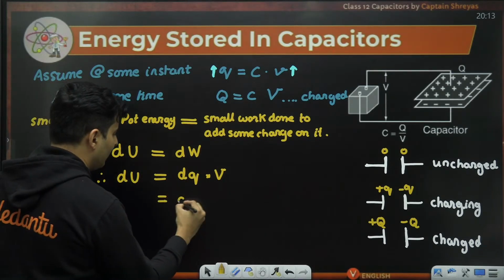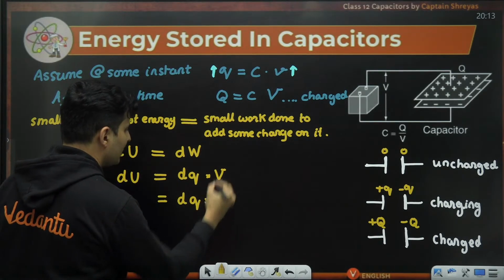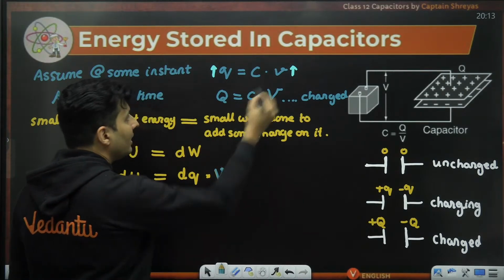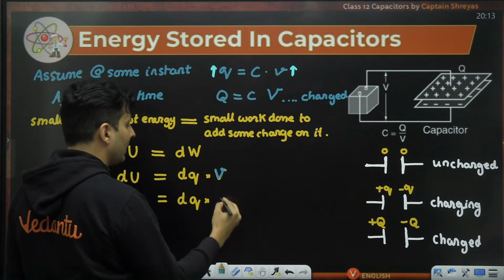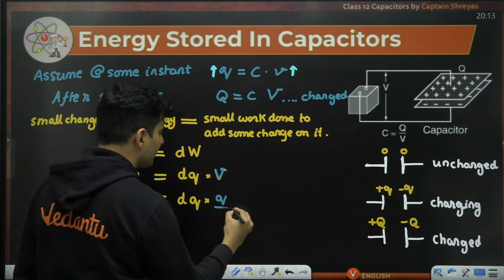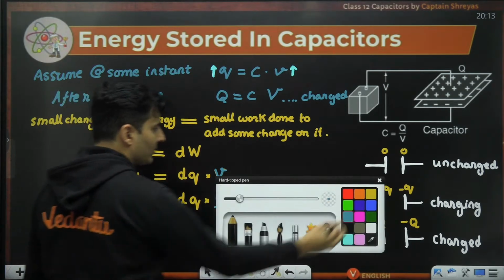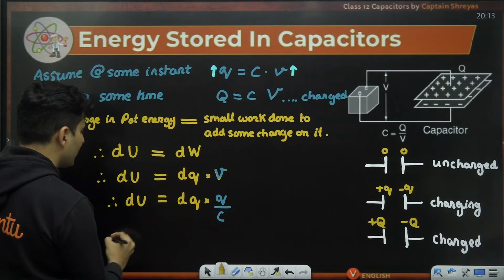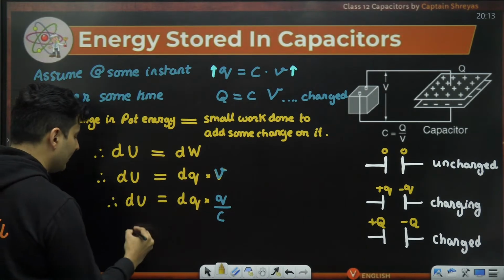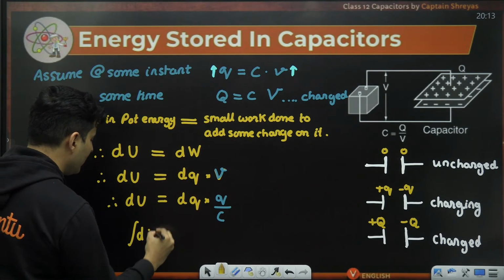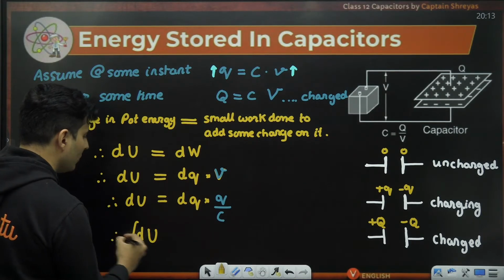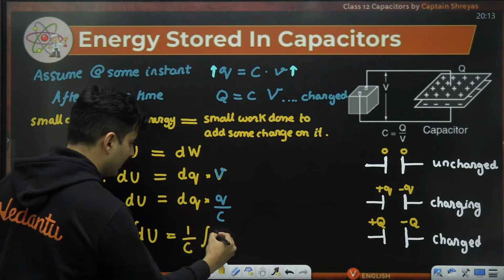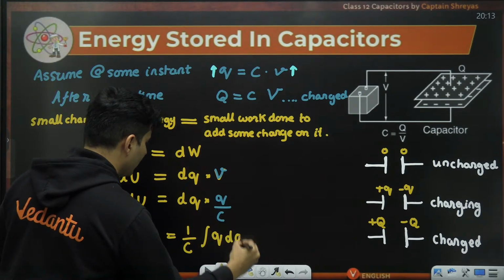But I have just seen that this voltage is nothing but the charge at that instant divided by the capacitance. The charge at that instant divided by the capacitance. I need to integrate this. So if I integrate dU, on the right hand side 1 by C is on the outer side, it's a constant, that's why. So q dq over here.